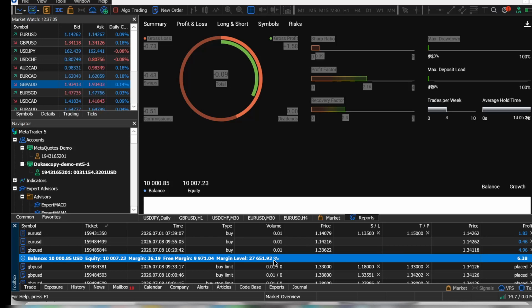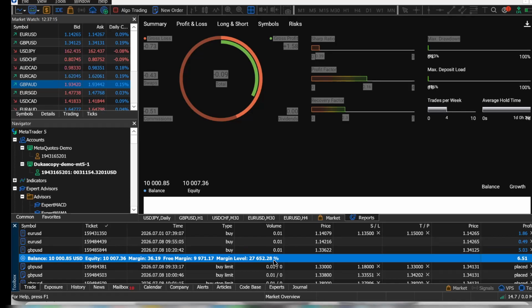Next, we have equity, a vital metric that represents the current value of your account, including any floating profits or losses from your open trades. It's the real-time measure of your account's health and reflects the outcome if you were to close all your active trades immediately. Moving on, you'll see margin, the amount currently allocated as a security deposit for maintaining your open trades.